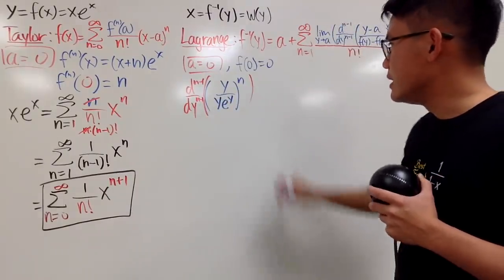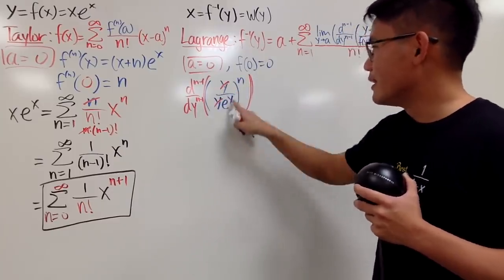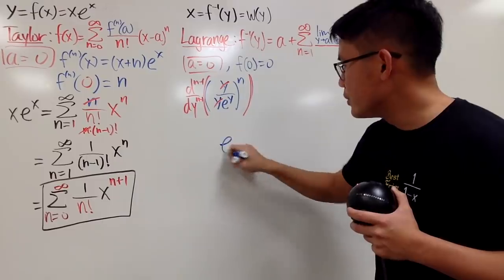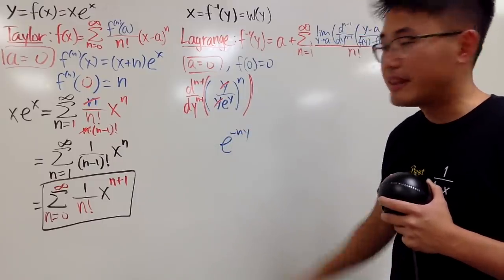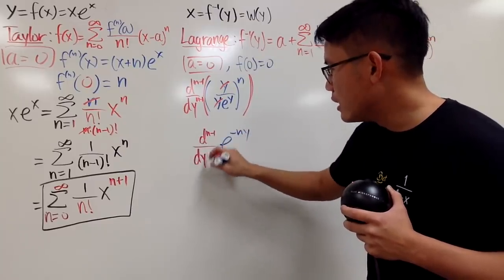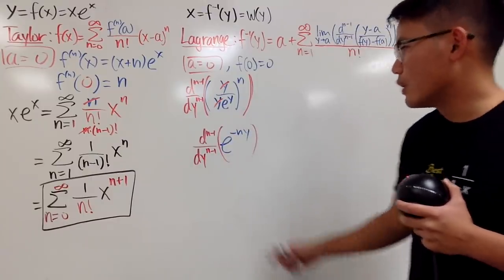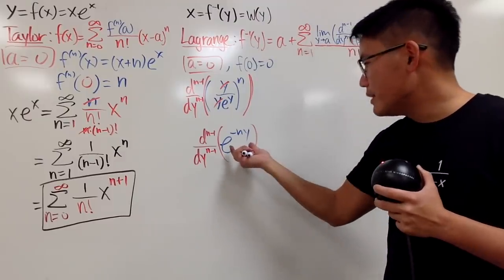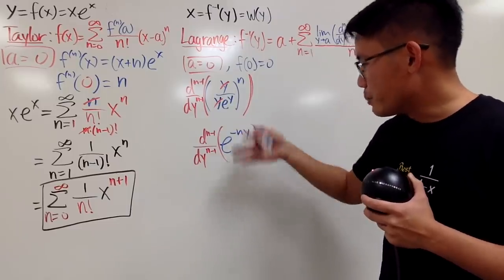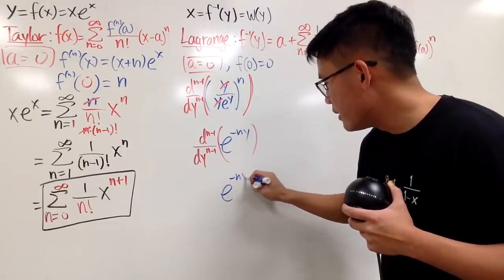Well, let's see. Is there any way for us to simplify the inside? Yes, y and y cancel. Inside, it's e to the negative y raised to the n power. So inside, it's saying e to the negative ny power. And then please differentiate this with respect to y n-1 times. So how does this work? Well, imagine you have e to the negative ny, so this is just a constant multiple of that. It doesn't matter how many times you differentiate, you always get e to the negative ny back, right?